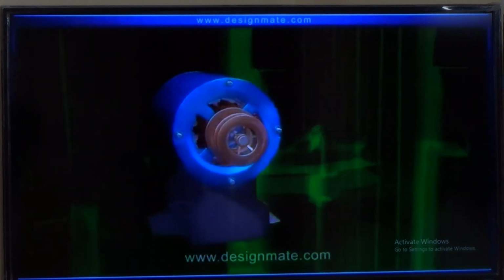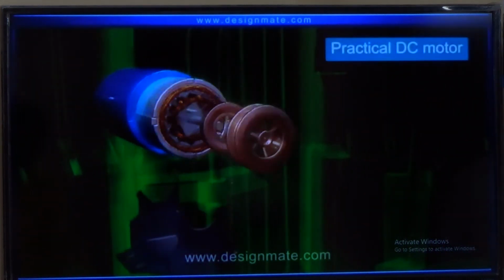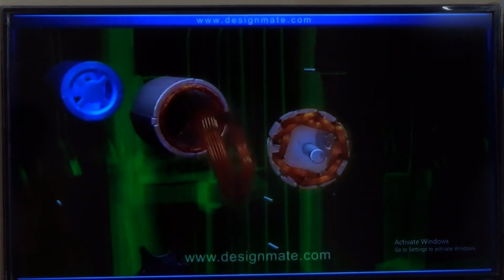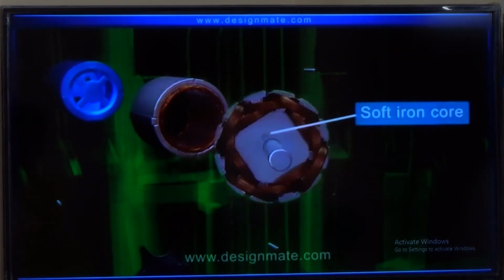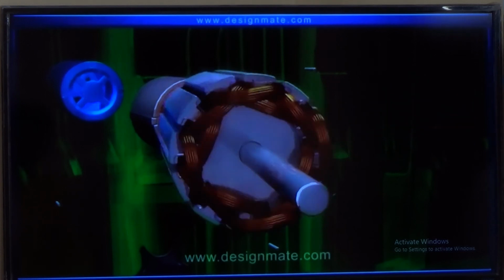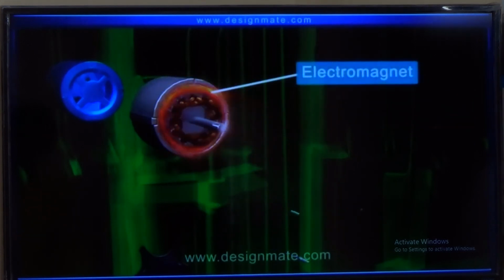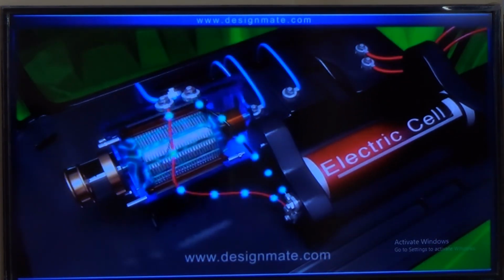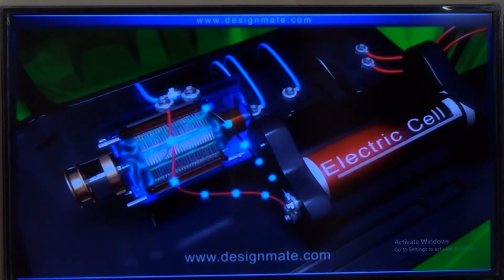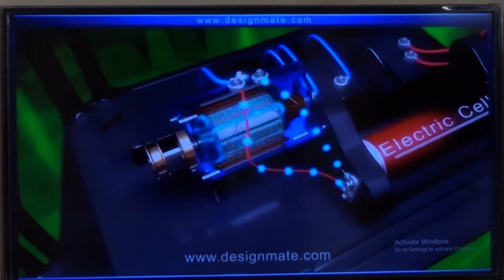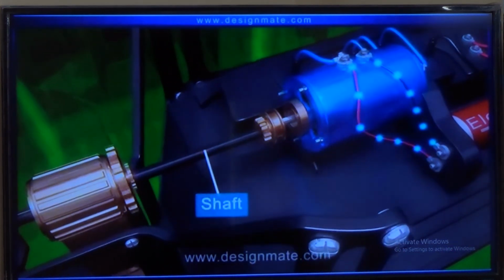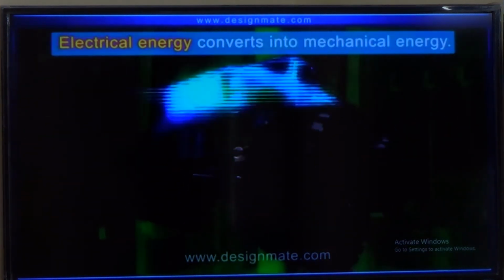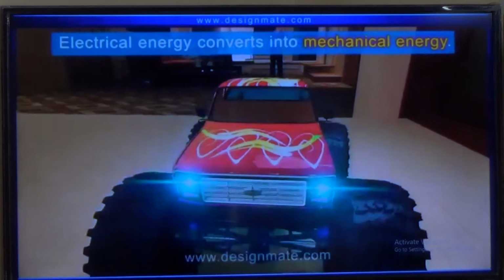In order to achieve high power, a practical DC motor uses an armature coil consisting of a number of coils mounted on a soft iron core. This armature is located in between two or more electromagnets. On passing current through its coils, the armature starts rotating. The rotating armature turns the shaft to which it is attached. Thus, the electrical energy supplied by the source gets converted into mechanical energy.